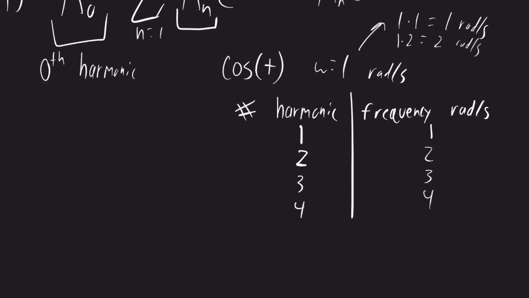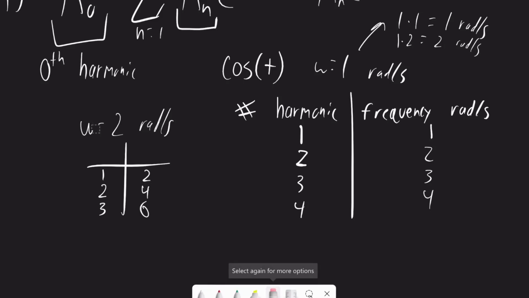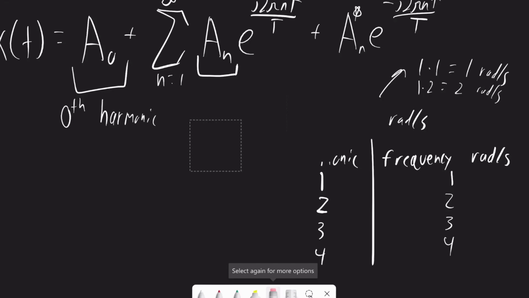Now if instead we started with omega equals 2 radians per second, the first harmonic would have 2 radians per second. The second harmonic would be 2 times 2, or 4 radians per second. The third harmonic would be 2 times 3, or 6 radians per second. So n is just going to be the number of harmonic, which will change the cosine's frequency that gets summed in the Fourier series.